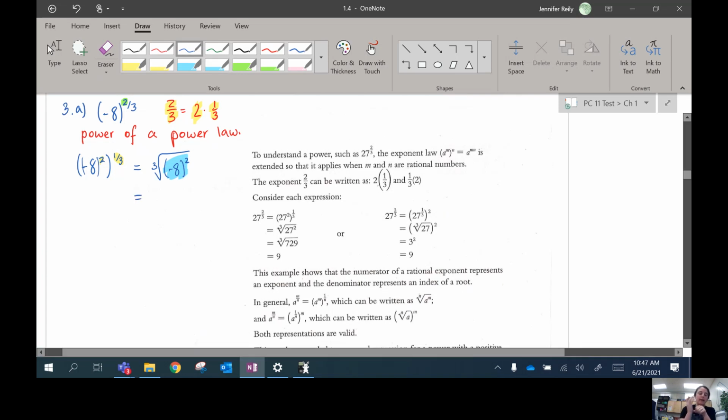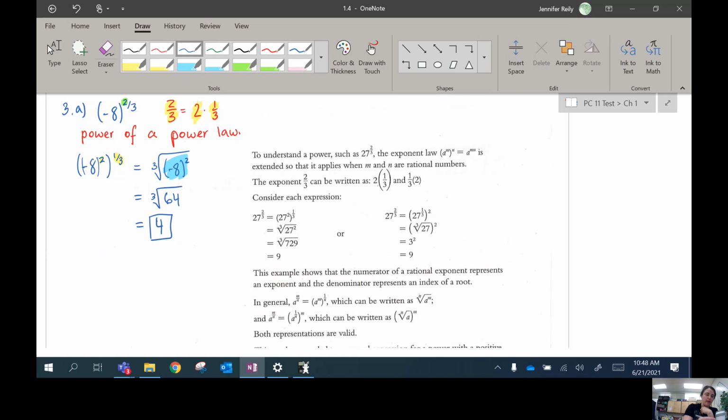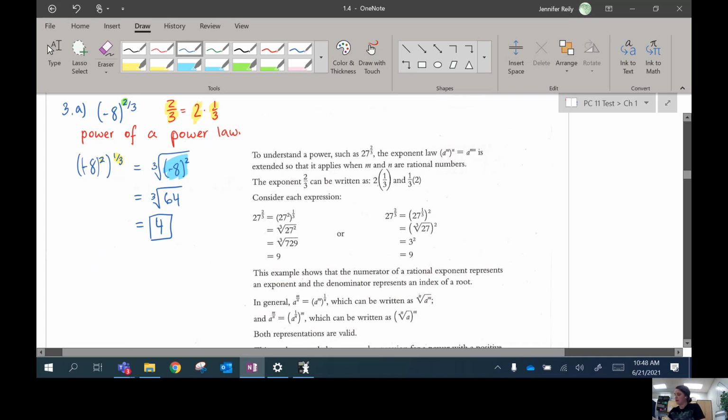So -8 squared, that means -8 times -8. This would be the same as 64. And the cube root of 64 asks what times what times what is 64, or what's 1/3 of the way to 64. So that would be 4. So again, we split our number into 2 parts to separate it. The 1/3, you can write it as a cube root. You evaluate the middle first and then the outside second. Let's try it with part B. Actually, you can try part B on your own. I'll do C. So we have 100 to the power of 2.5.